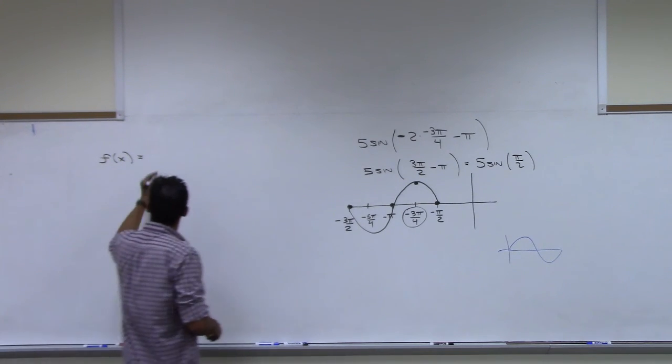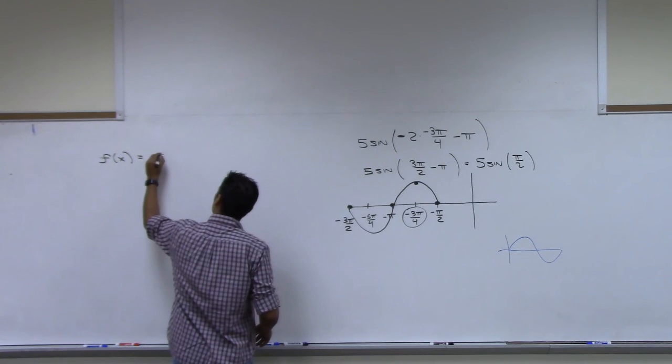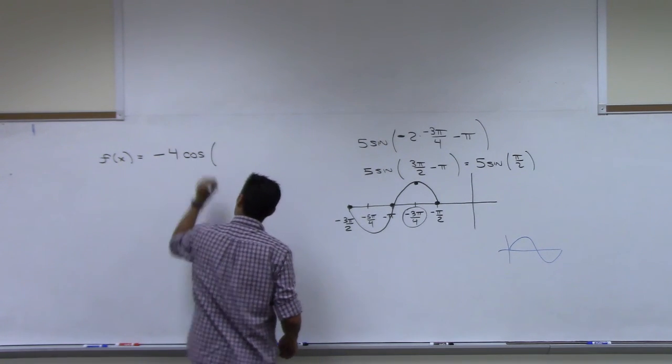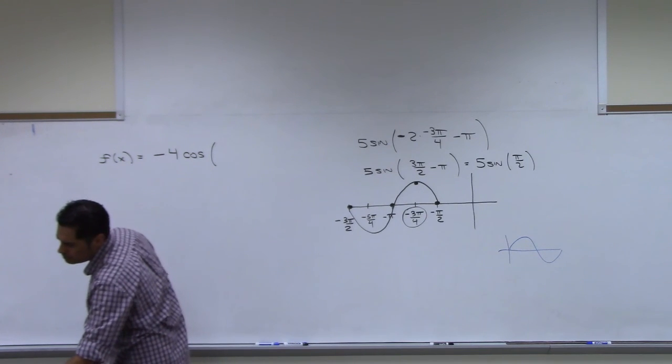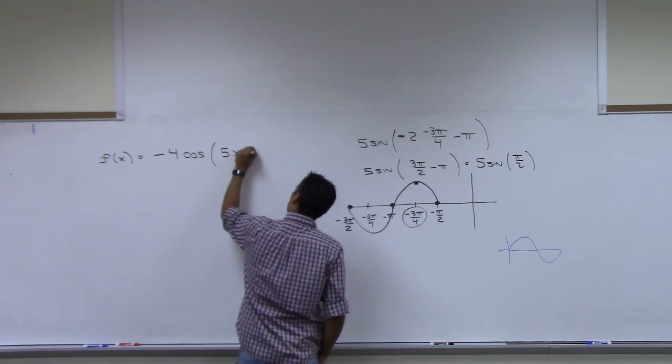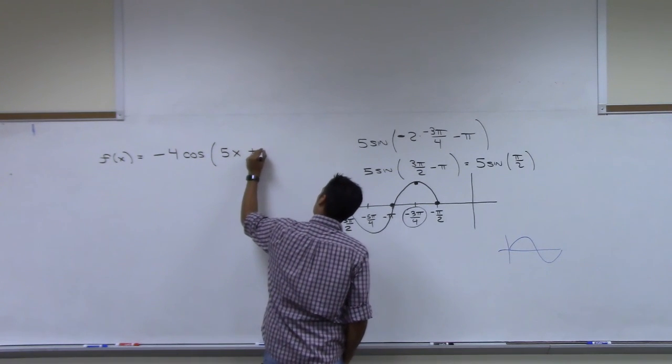How about negative 4 cosine of 5x plus 3 pi?